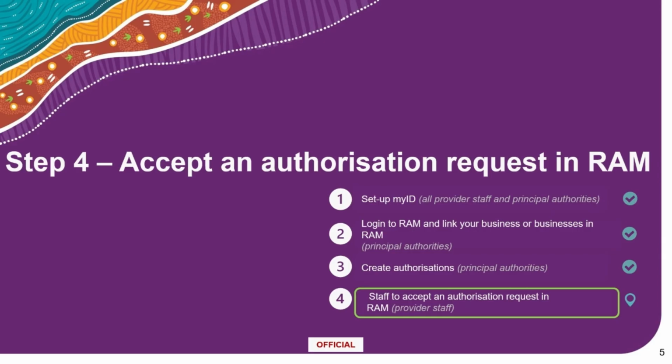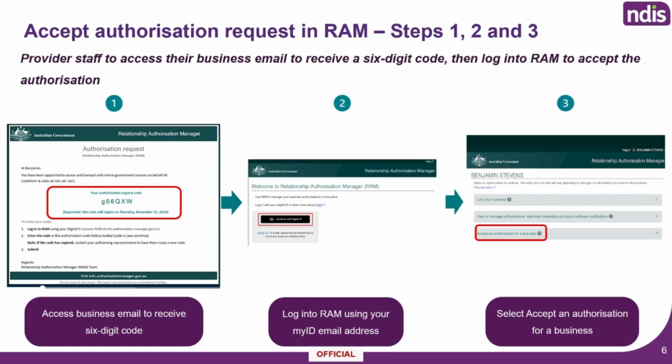Step 4, accepting an authorization request in RAM. After the authorization request has been sent by the principal authority, provider staff will need to accept the authorization request in RAM to get access to the NDIS provider portals. We now look at the steps to accepting an authorization request in RAM.